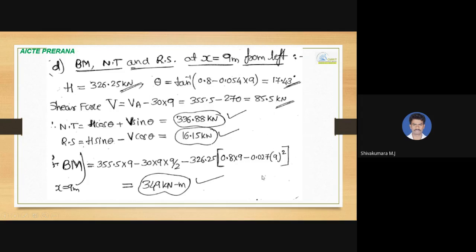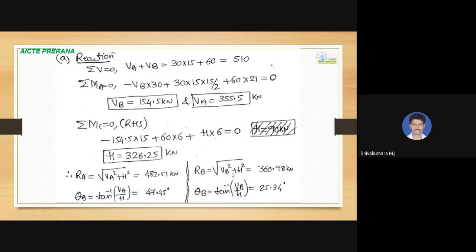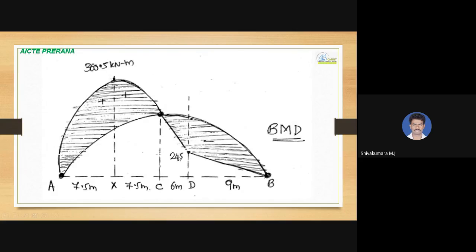So this is the point where 60 kilonewton is acting. From here till here, 60 kilonewton towards down will come straight and then will connect to support B. And the value of that bending moment is 245 kilonewton meter. So this is how to draw the bending moment diagram for the same.